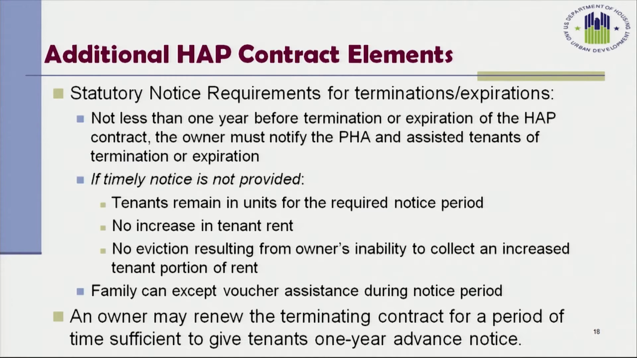During that period, no increase in the tenant rent is permitted. No eviction resulting from the owner's inability to collect an increased tenant portion of the rent is permitted. During the notice period, a family can accept voucher assistance. An owner may renew the terminating contract for a period of time that is sufficient to give tenants the 1-year advance notice if the housing authority and the owner agree.